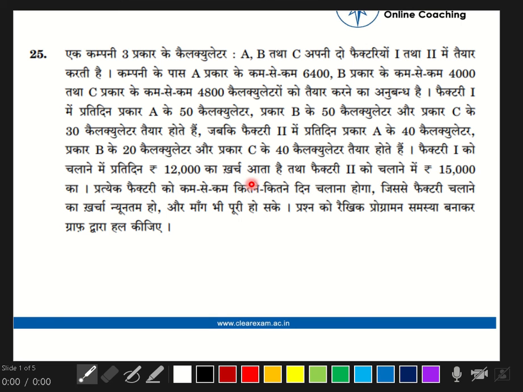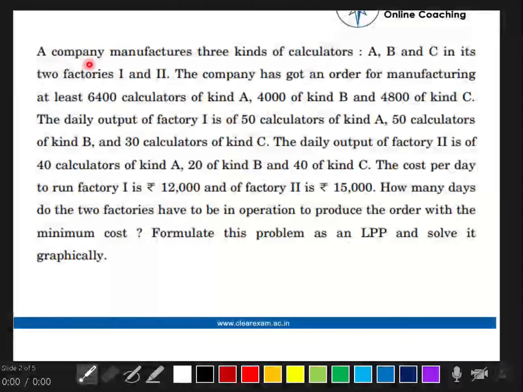Hello everyone. Let's start with the 25th question. A company manufactures three kinds of calculators A, B and C in its two factories 1 and 2. The company has got an order for manufacturing at least 400 calculators of kind A, 4000 of kind B and 4800 of kind C.